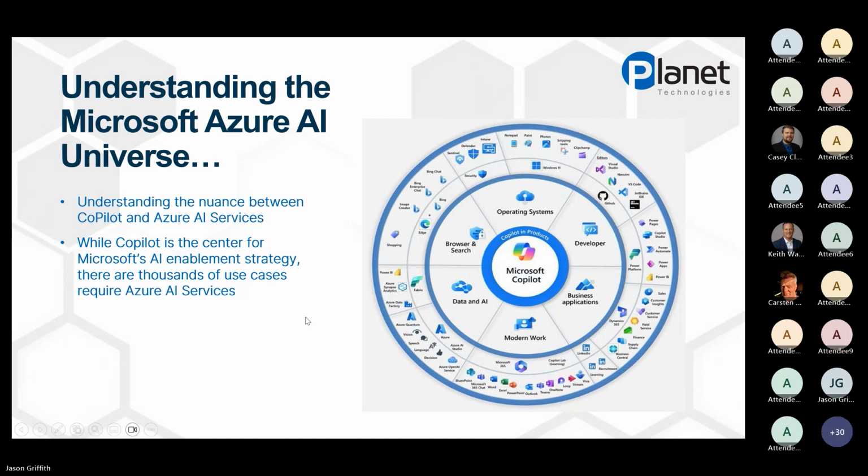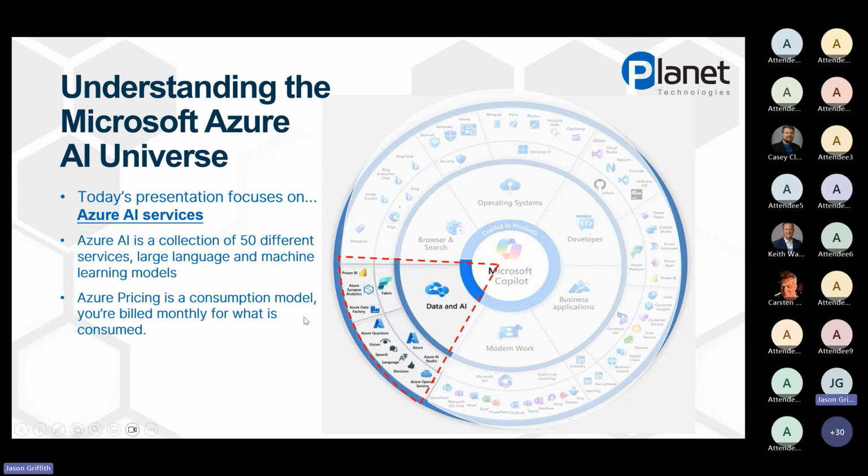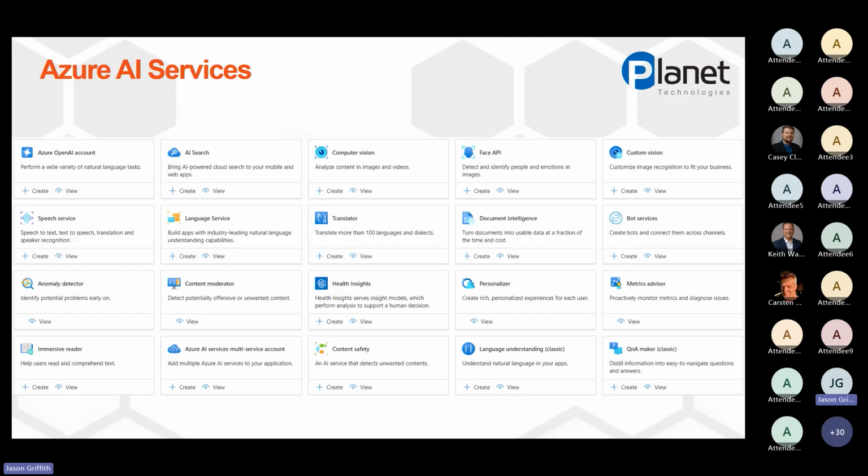And so understanding those technologies, things within vision or speech or language or documents. And really, today's presentation is going to focus on leveraging Azure AI services. It's a collection of 50 different services, whether it's large language models, machine learning models, components that Microsoft's pre-built, but also giving you the tools to create your own as well. And it's important to note, whereas Copilot has that fixed monthly cost, Azure is a consumption model. So you're billed for what you're using and consuming today.